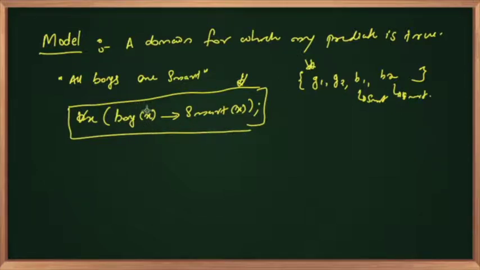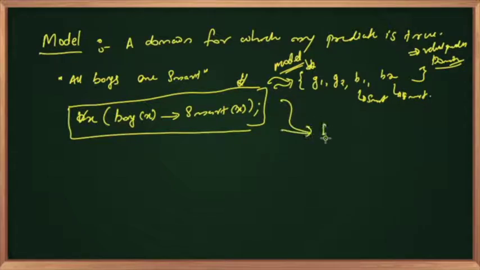Because if it's a boy of x, then he should be smart; if it's a girl, I don't care. So this is a valid predicate model, or valid predicate domain. For this domain, my predicate is true. So I will say that this is a model. So I can have different models. So this is an example of a model.